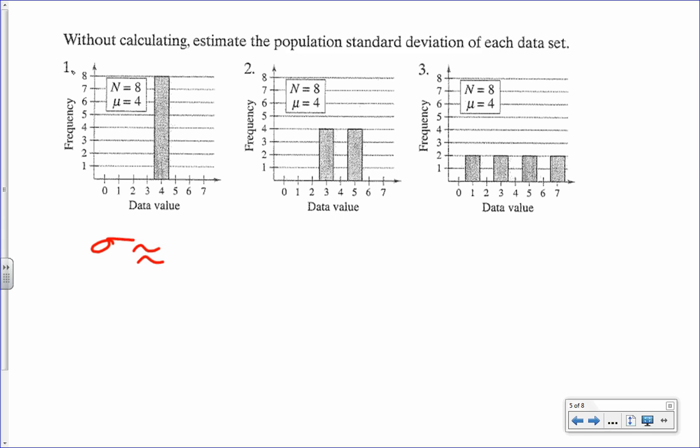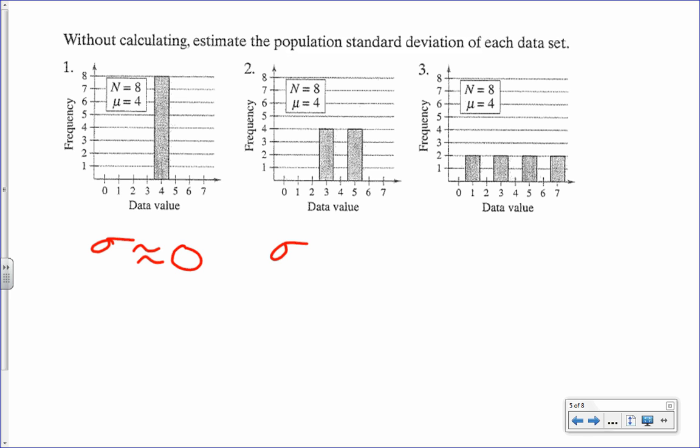All right, so this first one, the mean apparently is what? 4, right? Not apparently, it just is. And what would you say the standard deviation is then? I don't even have to put an approximately on that one. It just is 0. Okay, what would you say the mean is for this one? Well, 4, because it says so right there.